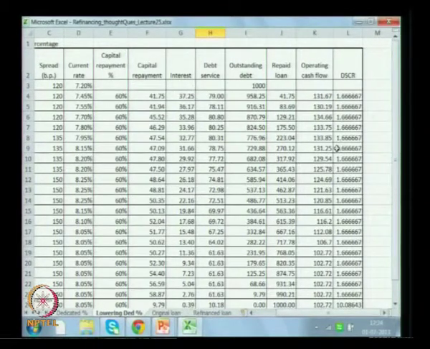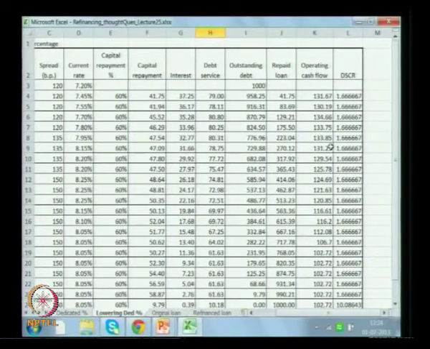Now, what is the objective of this kind of soft refinancing? What are we trying to achieve? What could be the benefit to the project because of this soft refinancing? So, the single most important benefit would be the additional cash reserves that get released.